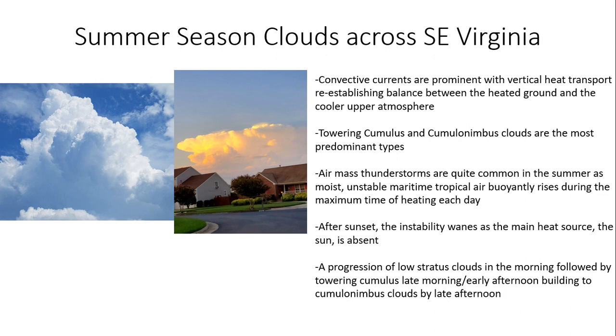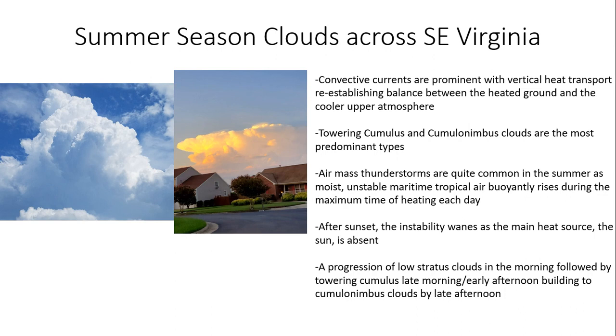Now, air mass thunderstorms are quite common in the summer season, as we typically see that moist and unstable maritime tropical air mass in place, which tends to want to rise. It's definitely more positively buoyant than other air masses, with these air parcels rising during the maximum heating time of each day. After sunset, the instability will wane as the main heat source, the sun, obviously sets at night. So you may have some thunderstorms into the early evening hours, but they usually will die out after sunset, because we lose that main heating source, the sun.